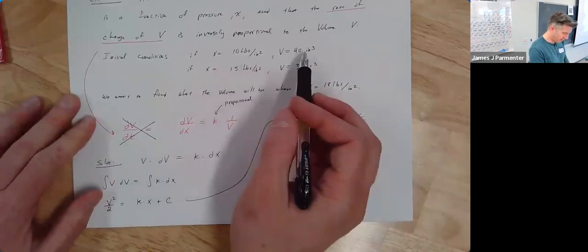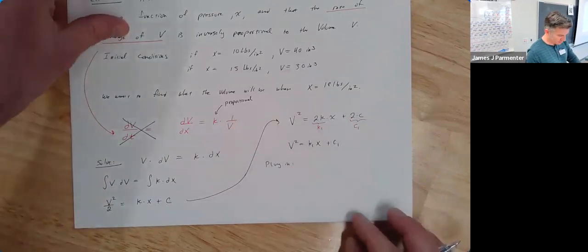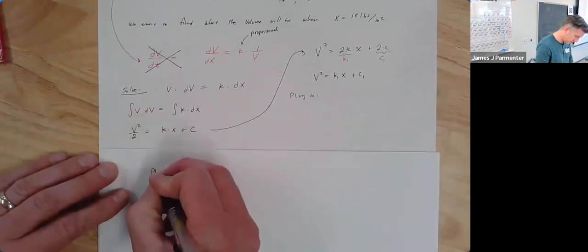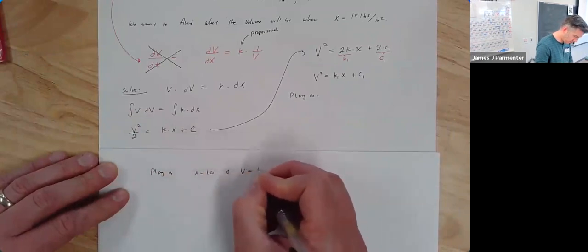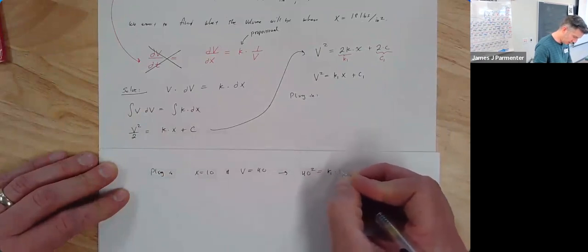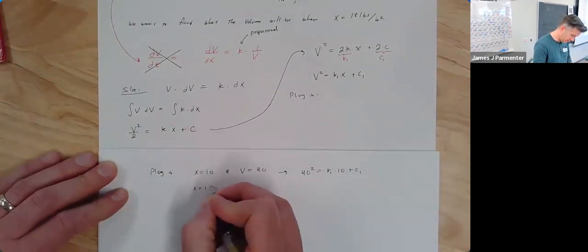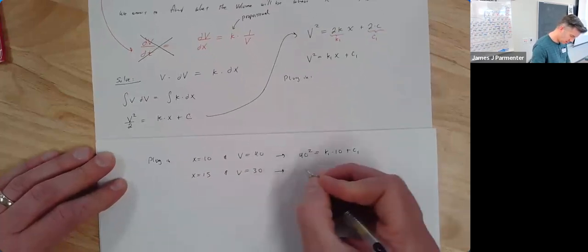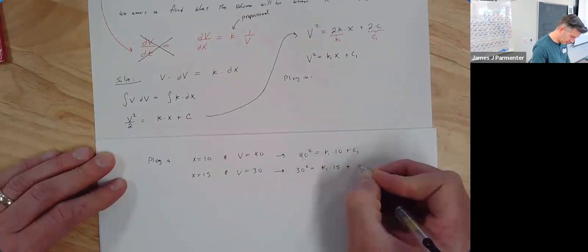So plugging in the first values. I know I need more room. Let's give myself some more room. So plugging in the first values. I've got X equal to 10 and volume equal to 40. So I'm going to get 40 squared equal to K1 times 10 plus C1. And then plugging in X equal to 15 and V equal to 30, I'm going to get 30 squared equal to K1 times 15 plus again C1.